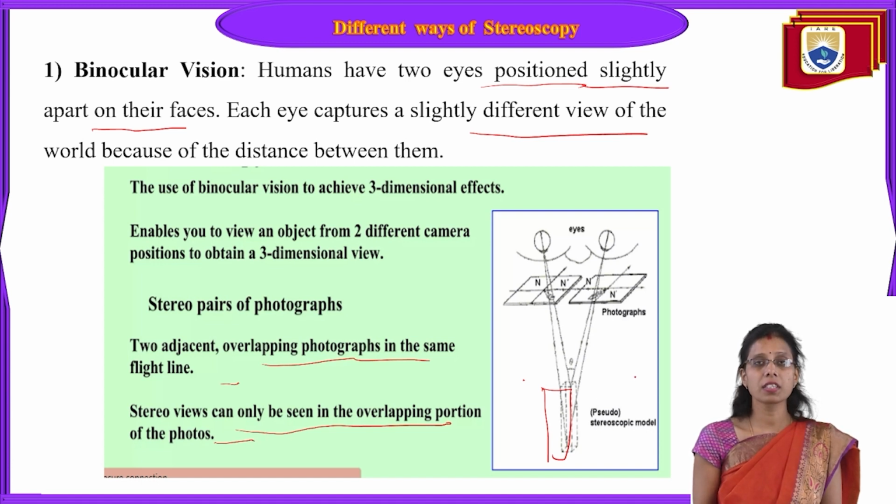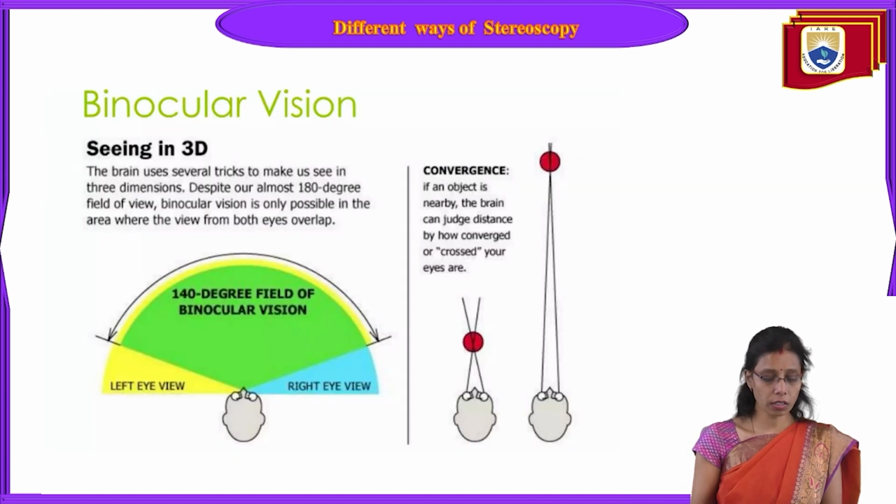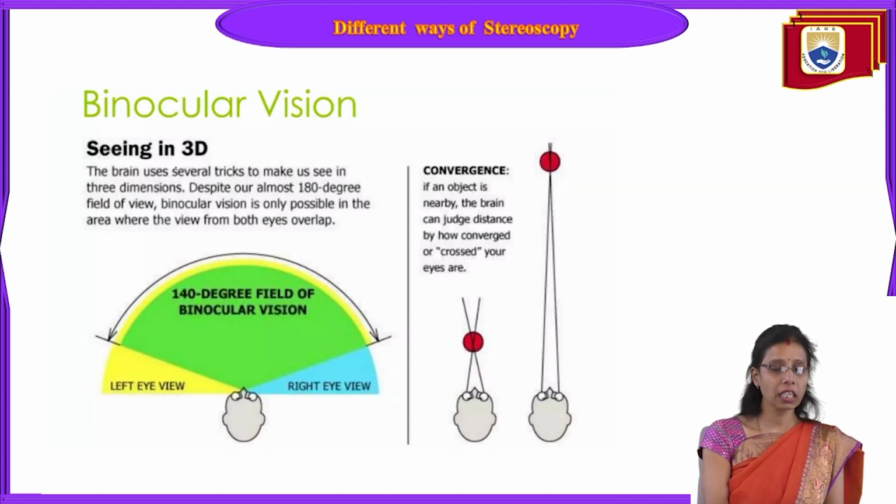So as I said, when we take a stereo pair, if you want to see the 3D vision, the 3D illusion, binocular vision, or depth perception, then we need photos that overlap. And we can see the 3D only in the overlapping portion itself. We can't see it in the other parts of the image. Now this is binocular vision, like seeing in 3D.